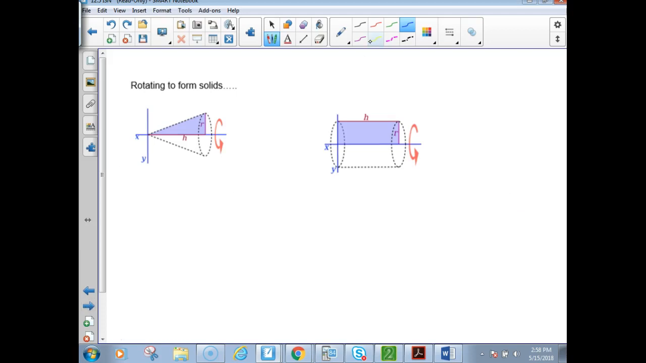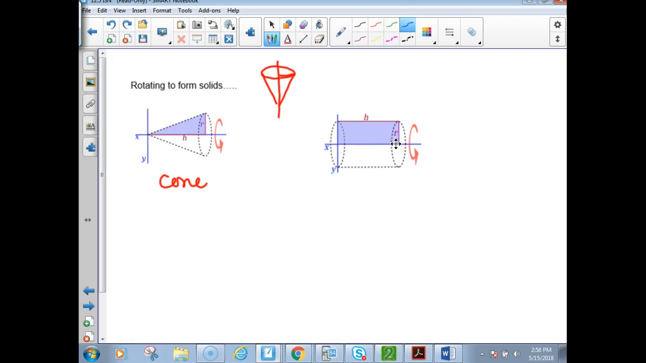Rotating solids. I wanted to talk to you about what these shapes make. If you take a triangle and you spin it around a vertical or even a horizontal line, you've got a horizontal line here, your shape is going to be a cone. I just did one vertically as well, just to give you an idea. You don't have to draw the vertical one.